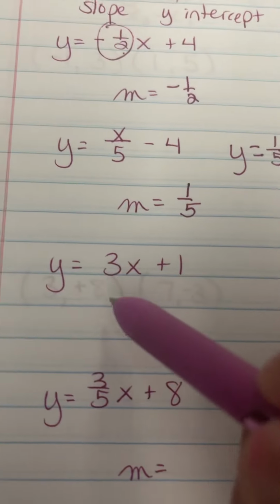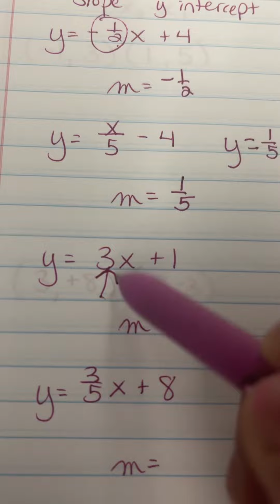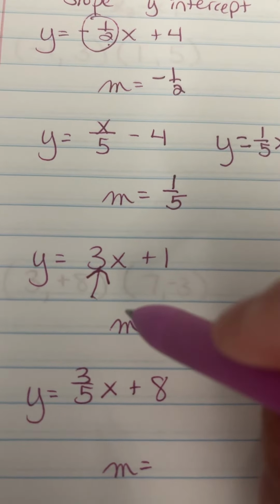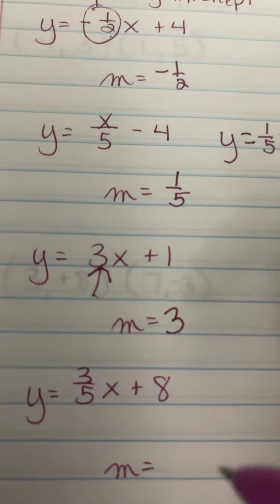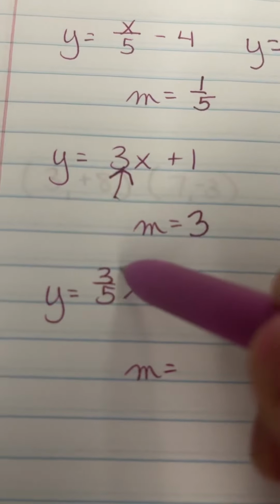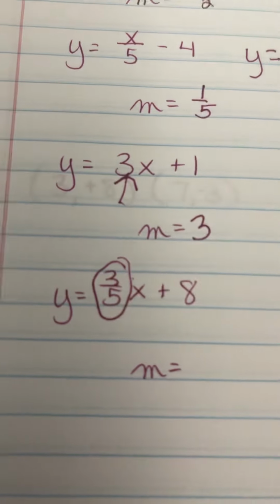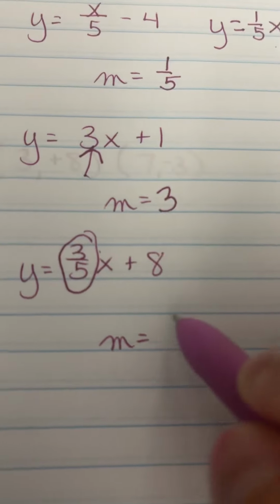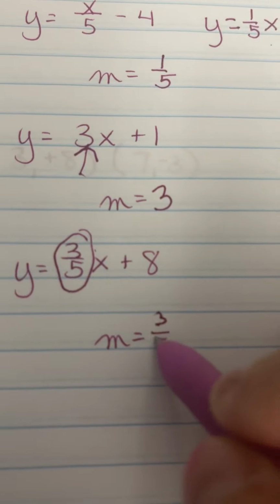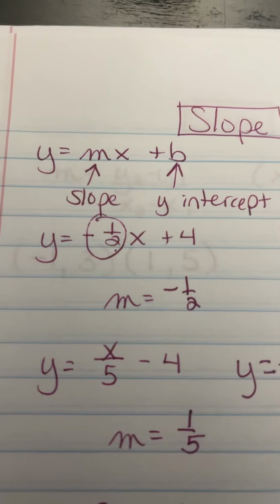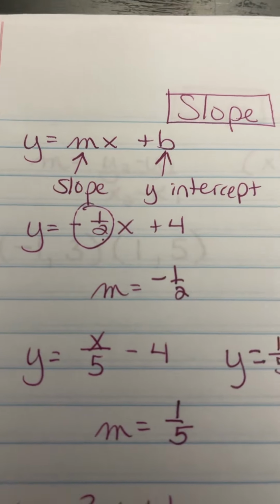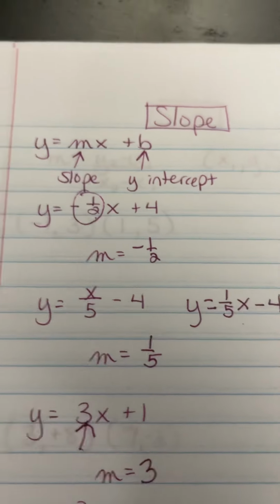The next one, again, we're looking for the slope, the letter or the number that's being multiplied by x, and in this case, it's 3. So the slope is 3. This one, my m is right here. The number that's being multiplied by x is 3/5. So the slope is 3/5. So again, you're looking for what the m is, or the slope, when it's in the y equals mx plus b formula.